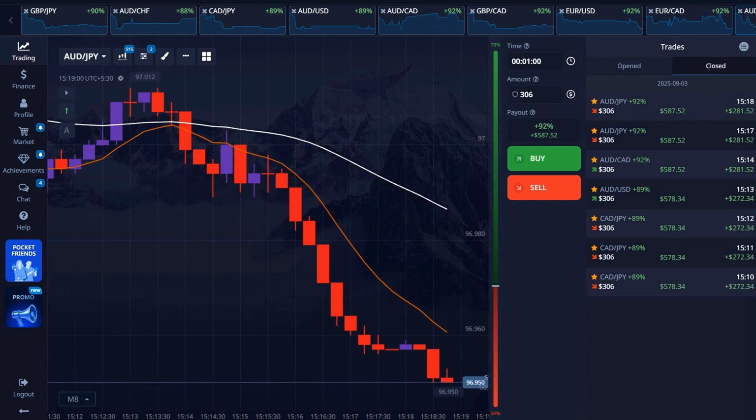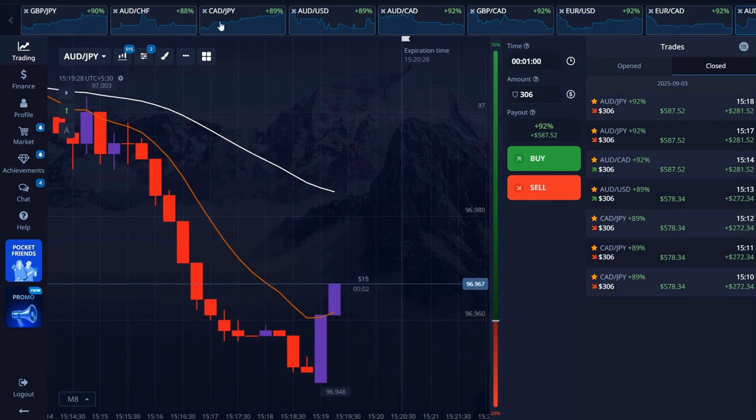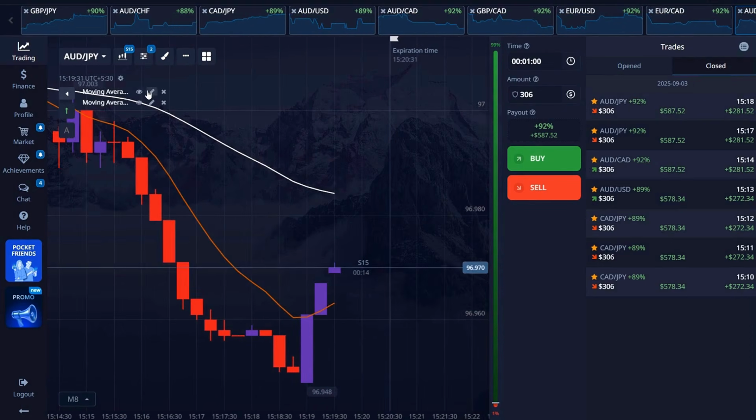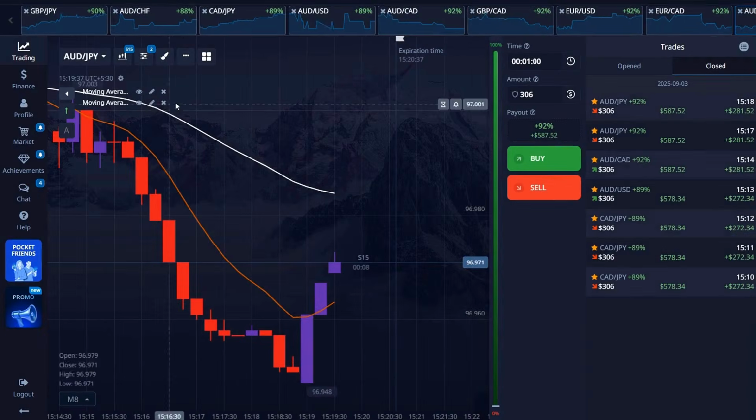Before we end today's session, let me quickly show you the two moving averages we used in this strategy. The first one is EMA10. This gives us the short-term direction of the market. It reacts faster to price, so it helps us see quick shifts in momentum.